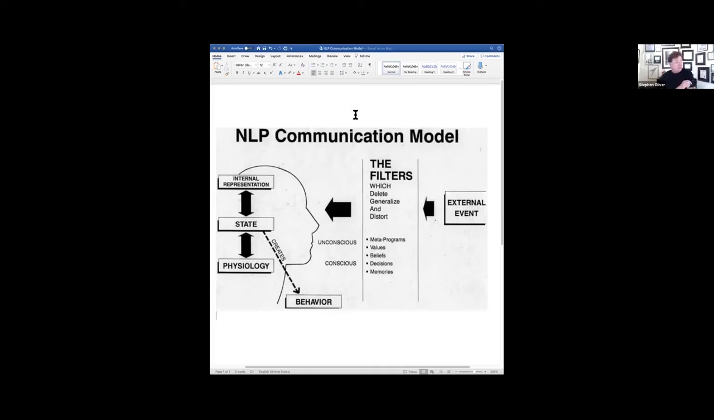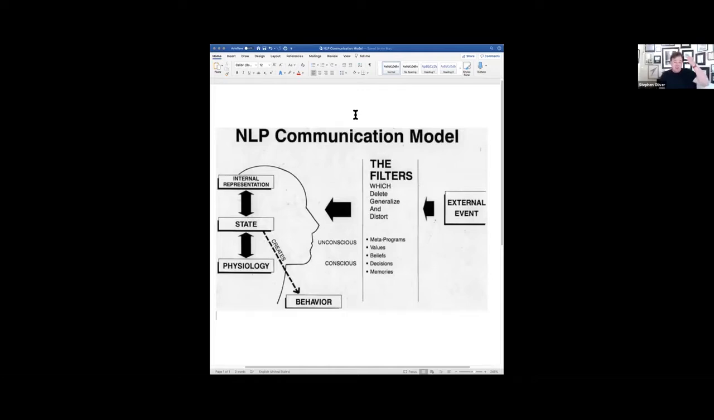But let's go to this NLP model. The basic thing that it's indicating, to massively oversimplify, is that if there's an external event, right? So right now we're in the corona shutdown, reopening, social distancing, all this craziness going on. And you overlay that with riots and every other crazy crap, right? But an external event happens.